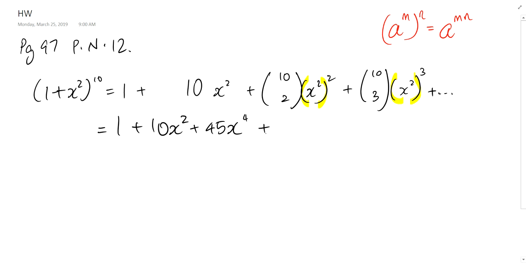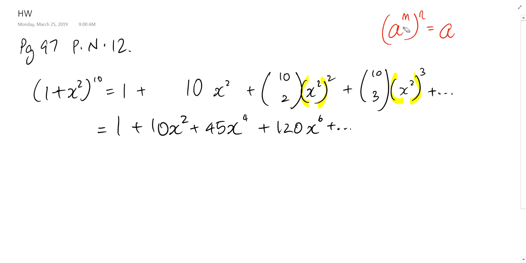Okay, next one, 10 choose 3. Mental sums, come on. How much is it? 120. How do you get 120 so quickly? Okay, let's try to do it mentally. 10 times 9 is 90. 90 times 8 is 720, divided by 6, because 3 times 2 times 1. 720 divided by 6 is 120. Okay? So that is 120 x to the power of 6, plus dot dot dot. Now I've got my first four terms.